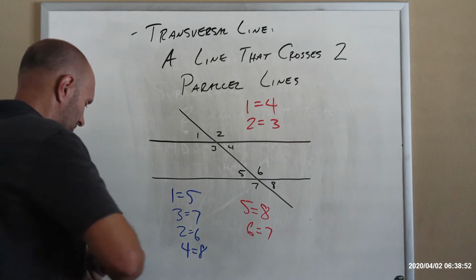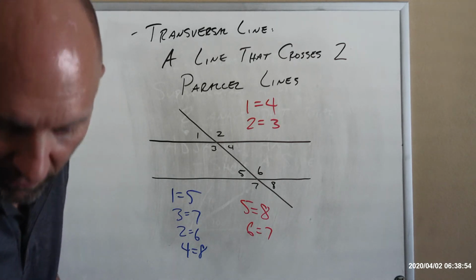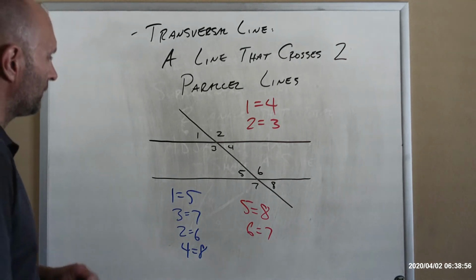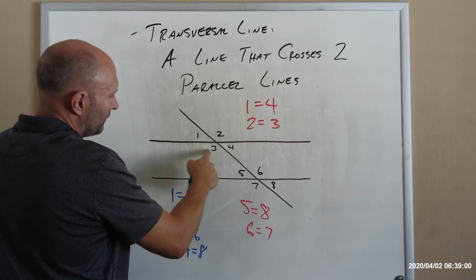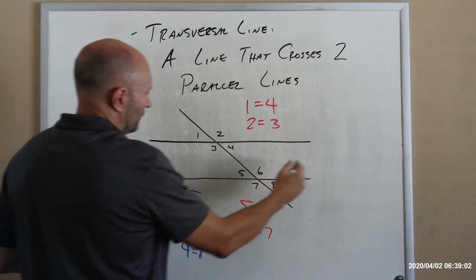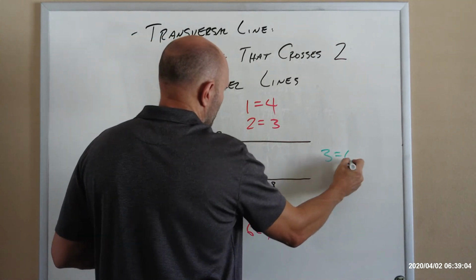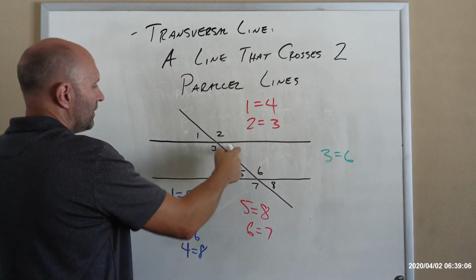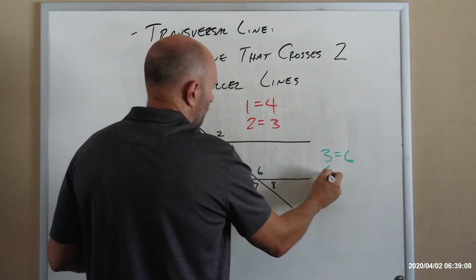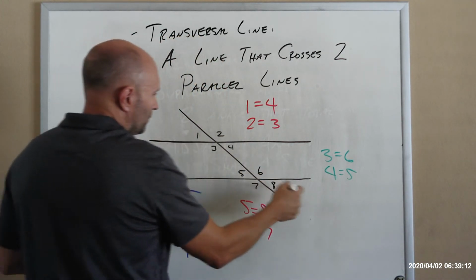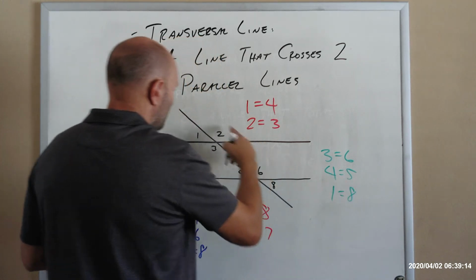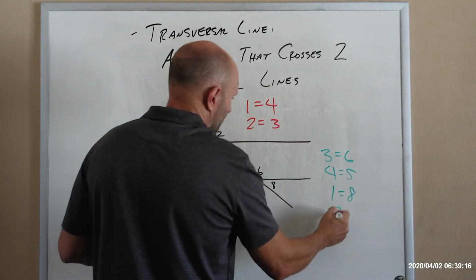In addition, as I said at the start, a lot of interesting features about these. So look at the picture. What do we know about 3 and 6? Well, they look similar because they are. 3 is the same as 6. 4 is equal to 5. And also, 1 is equal to 8. 2 is equal to 7.